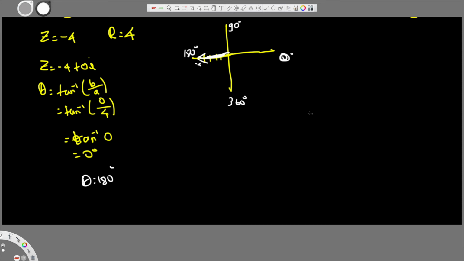Now if we put it in the formula, like the polar form, z is equal to r, that is 4, and then cosine theta, theta is 180 degree, plus i sine theta, sine 180 degree. That's the conversion of the given rectangular form complex number into polar form. Now let's look at some other examples.